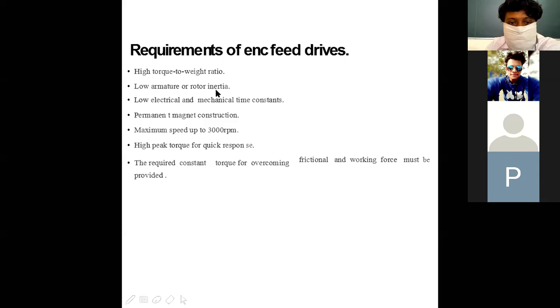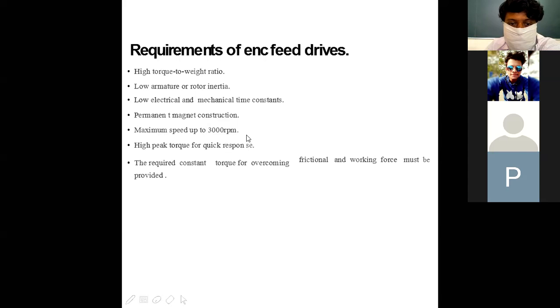Low armature or rotor inertia. Inertia means resistance to the movement occurring during rotation, so it should be low. Time constants should be low, of electrical and mechanical types. It may or may not have permanent magnet construction, but usually it is preferred to have permanent magnet construction. Then speed availability is almost up to 3000 RPM, and high peak torque for quick response.